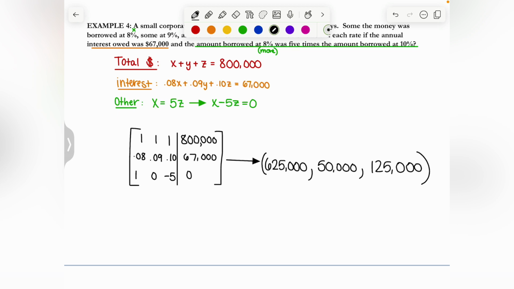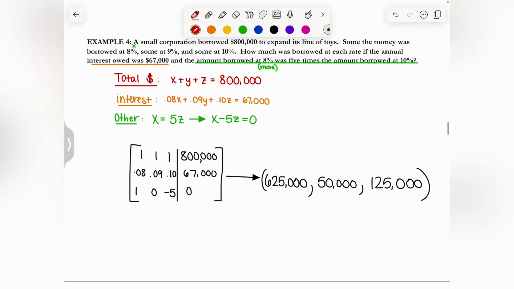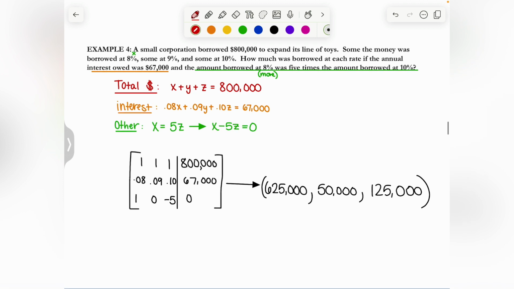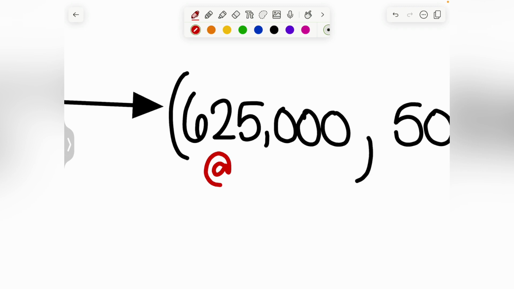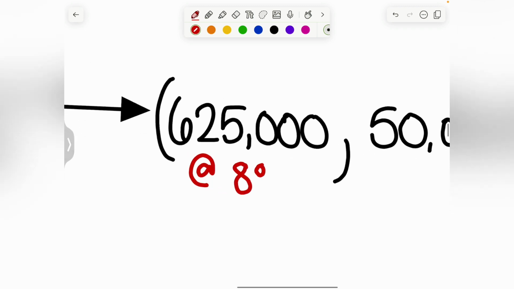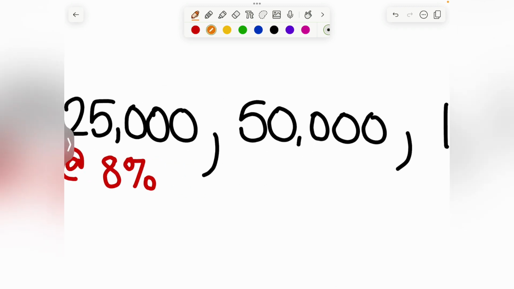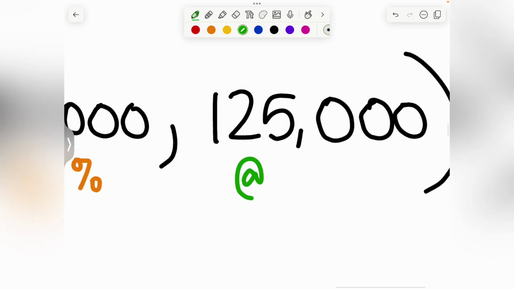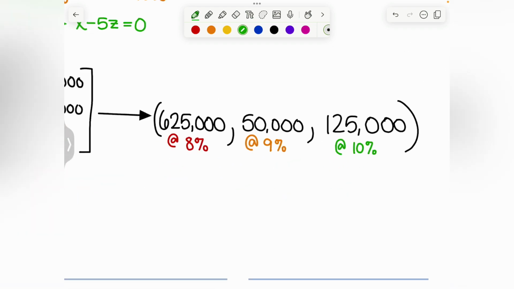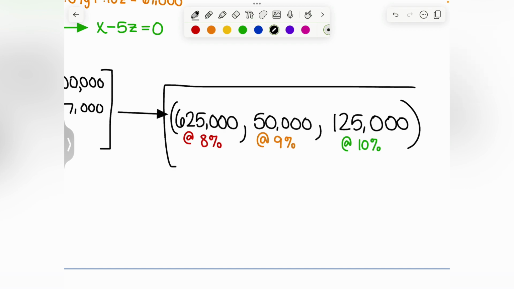So I put in my matrix to PolySimul, and I got these answers: 625,000, 50,000, 125,000. So we just have to make sure we understand which is each. It does say how much was borrowed at each rate. So the 625,000 is X. So that one was at the 8% rate. The 50,000 was at the 9% rate. And finally, the 125,000 was at the 10% rate. And that is our answer.